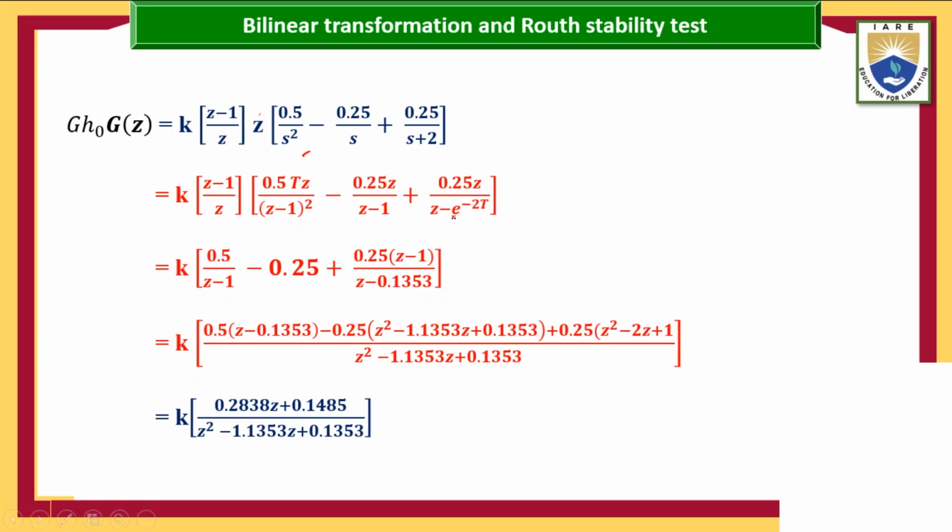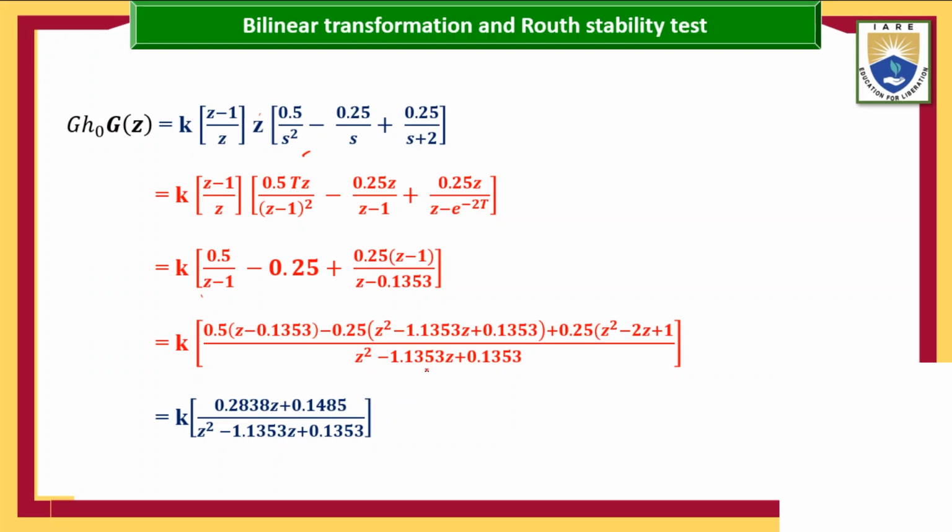So simplify this upper function: 0.25 by z minus 1 plus 0.25. This is the simplification value. Now take the LCM. By taking the LCM, this part is multiplied with this one, that is z square minus 0.1353 z, plus minus 1 z plus 0.1353. So this is the simplified denominator value.